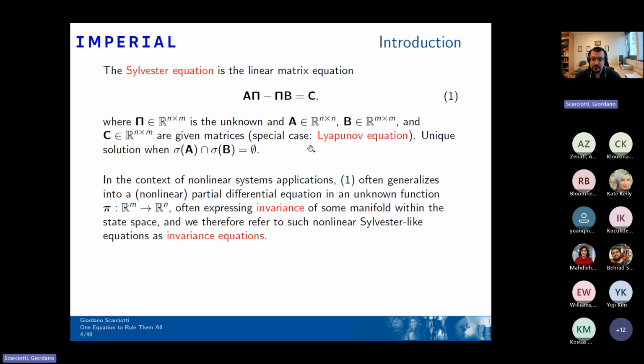Now, there is also a nonlinear version of this equation. All these problems have a nonlinear version, most of them, not the pole assignment one, but most of them. In that case, the Sylvester equation becomes a partial differential equation that expresses, as we will see, an invariance property of a certain manifold. For this reason, the nonlinear version of the Sylvester equation is often referred to as the invariance equation, and it plays a role in all those problems that I mentioned already.